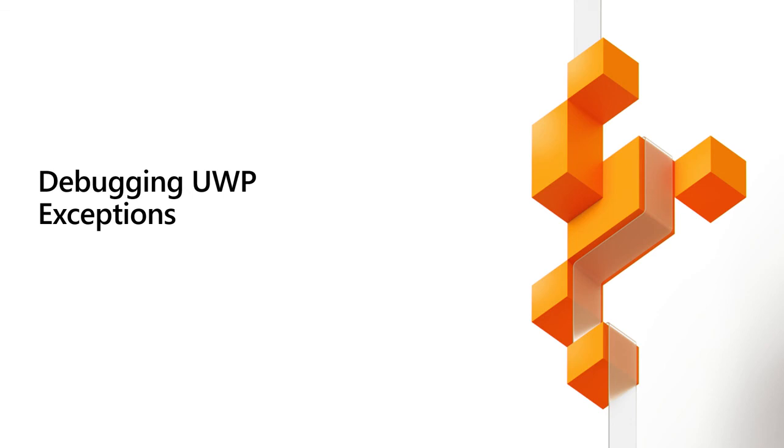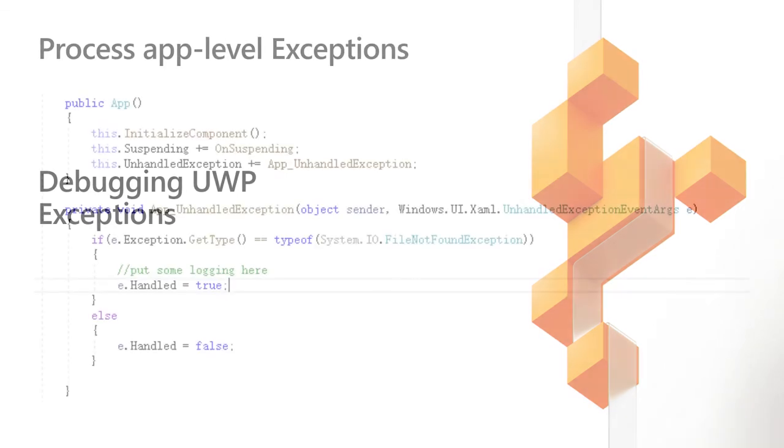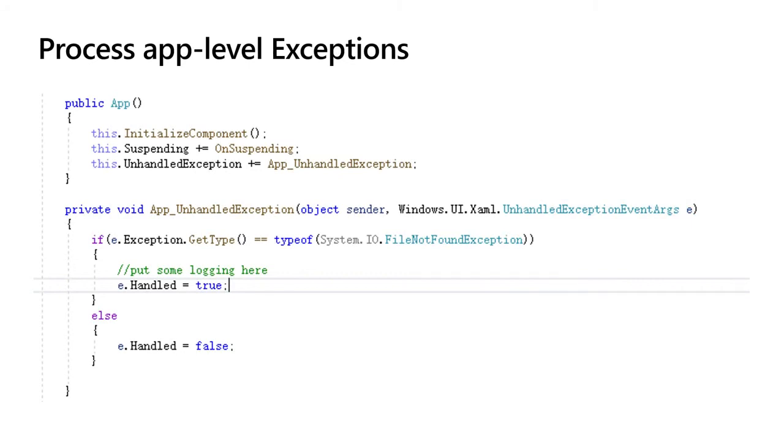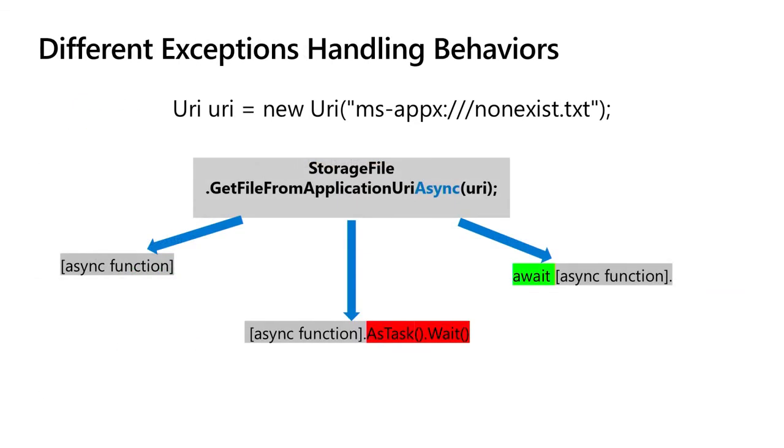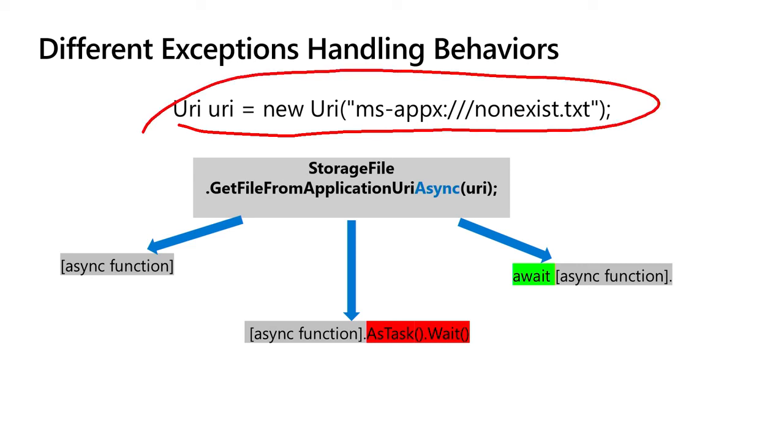The last part I want to mention is the UWP exception debugging behavior. This is very important, because a general rule is that we should add the app unhandled exception handler in our applications. But please remember that it is not always hit, because in different cases in your application, the exception handling behavior is also different. For example, here I just want to call a non-existent file. The get file from application URL will always trigger the file not found exception. So when I call this function directly without any extra statements, it is just handled by the thread context silently. You will never hit the application-level exception handling.